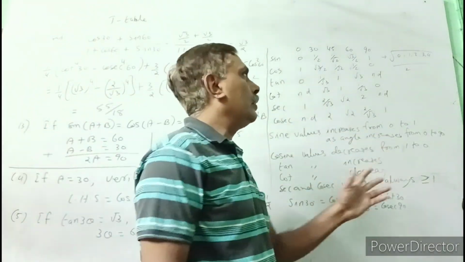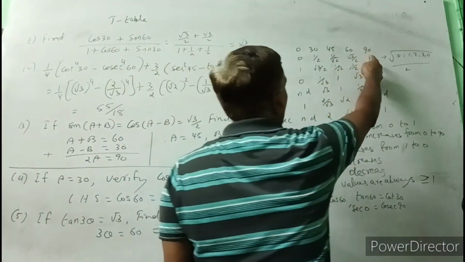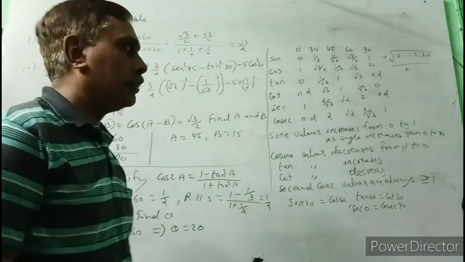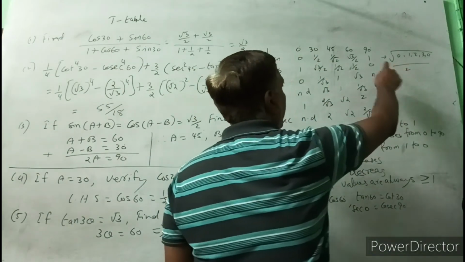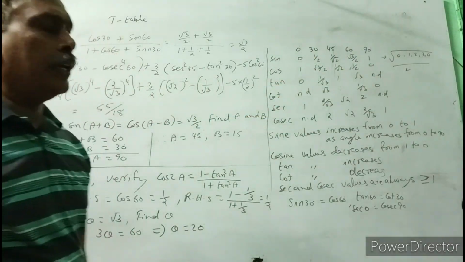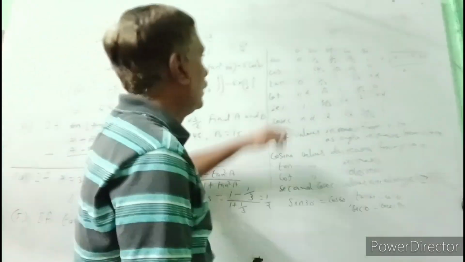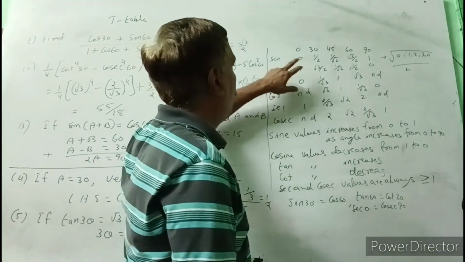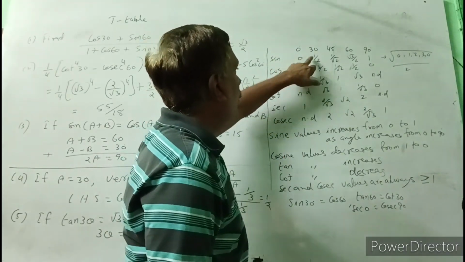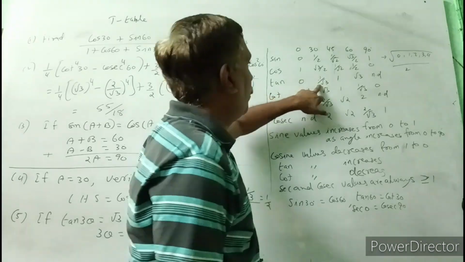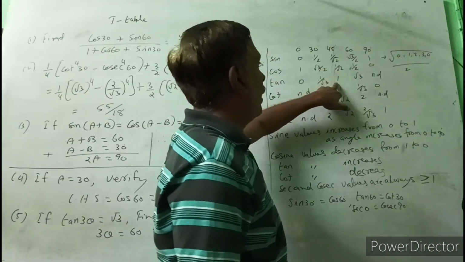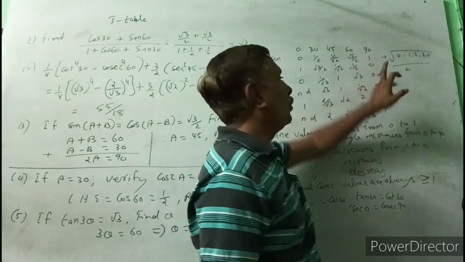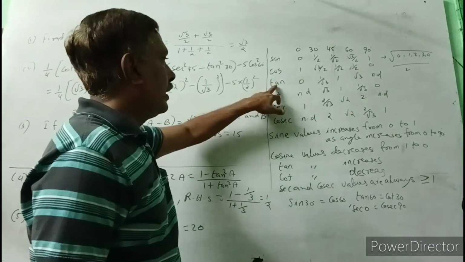So for the sine values, write them in the reverse order, and you will get the cos values. Then divide sine by cos, as I already told you, tan is the same as sine upon cos. 0 upon 1 is 0; 1 by 2 upon root 3 by 2 is 1 by root 3; 1 by root 2 upon 1 by root 2 is 1; root 3 by 2 upon 1 by 2 is root 3; and 1 upon 0 is not defined.